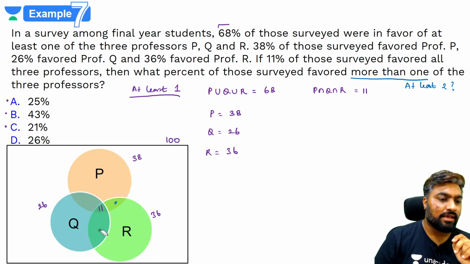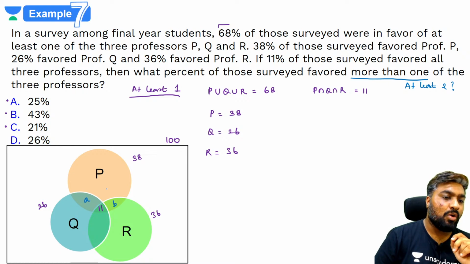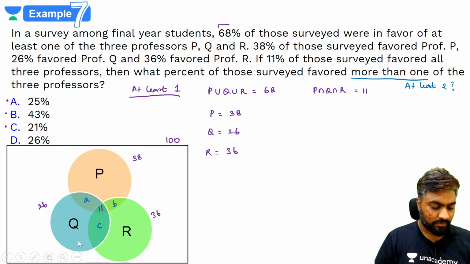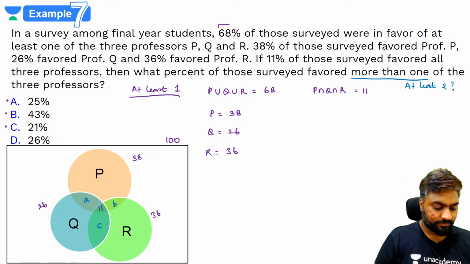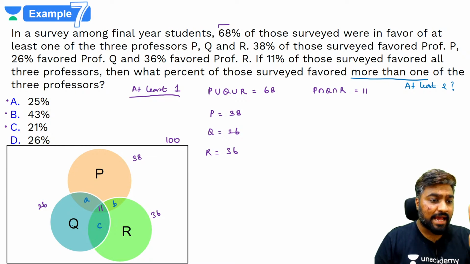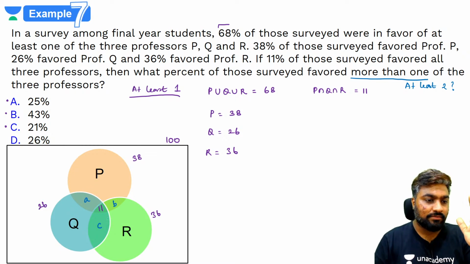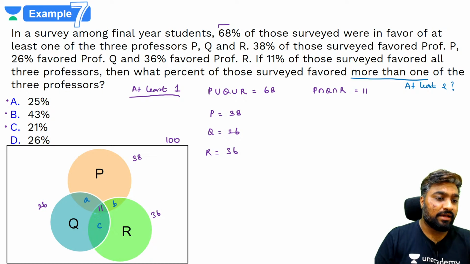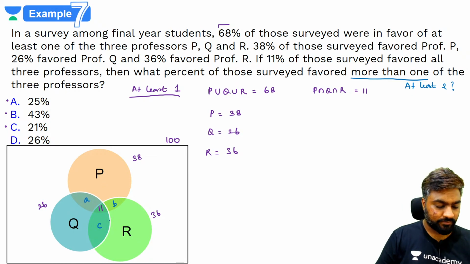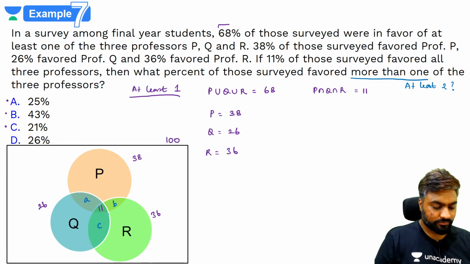Let's call it A, B and C. Only P and Q is A, only P and R is B, only Q and R is C. Okay? Any doubts guys here? Yes, only P and Q. They voted only for P and Q, not R. This is A. Only P and R, not Q. That is B. Only Q and R, not P. That is C. Okay?